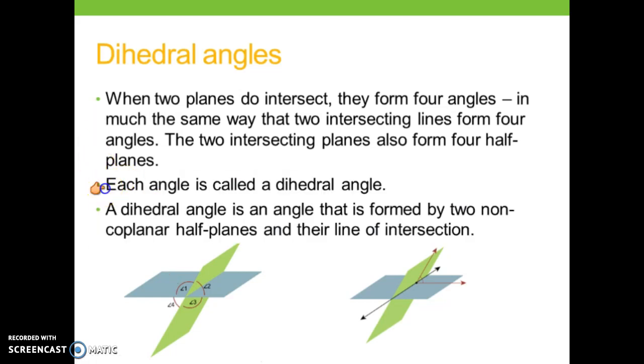Each angle is called a dihedral angle. A dihedral angle is an angle that is formed by 2 non-coplanar half planes and their line of intersection. So over here, the key thing to note is that for the angle formed by these 2 half planes, the top green and the right blue, and their line of intersection, the angle measure is the same along the entire line of intersection between these 2 planes. So if you know the measure of this angle right here, then you know the measure of the dihedral angle. They are the same.